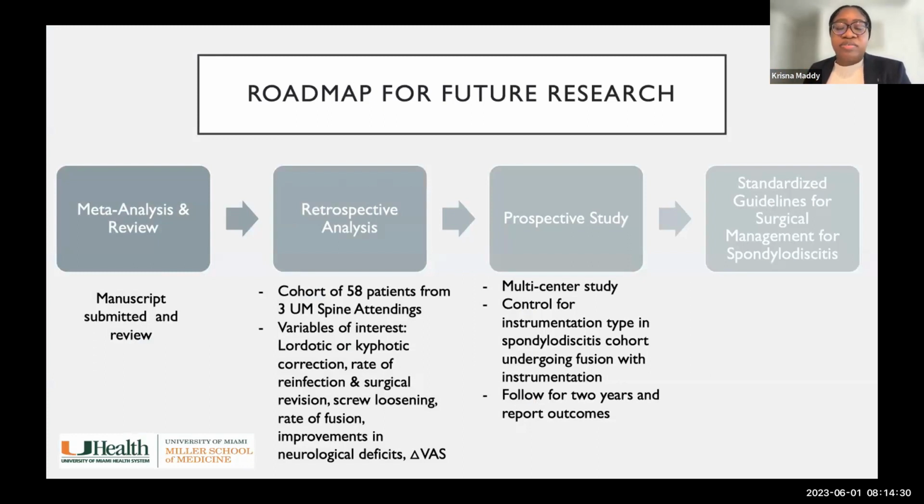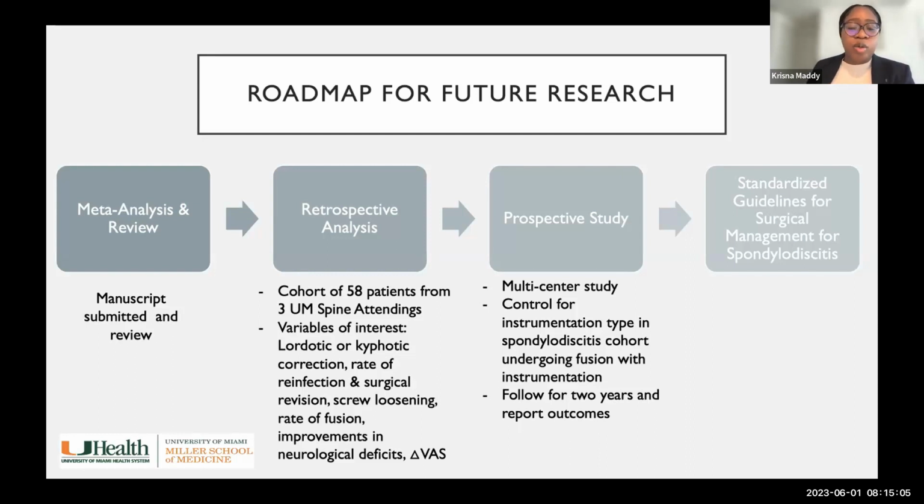And we're collecting a lot of different clinical and radiological variables to look at lordotic and kyphotic correction after surgical management with fusion and instrumentation, rate of reinfection, surgical revision, screw loosening, rate of fusion, as well as changes and improvements in neurological deficits, as well as pain postoperatively, with the eventual goal of creating a multi-center study to control for instrumentation type in patients who require surgical stabilization for spondylodiscitis, looking at these patients for a couple of years and reporting on those outcomes.